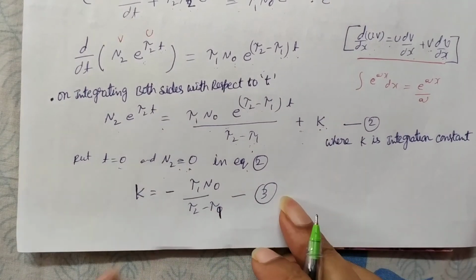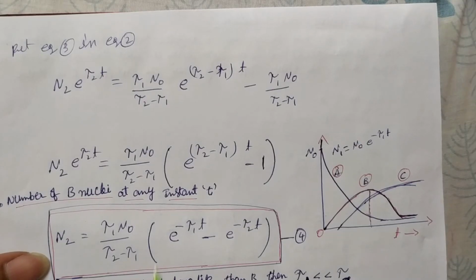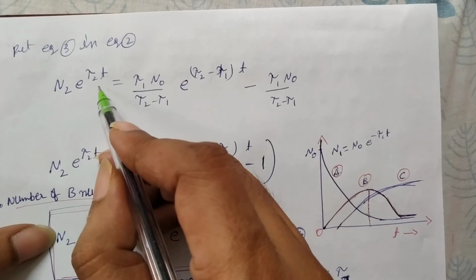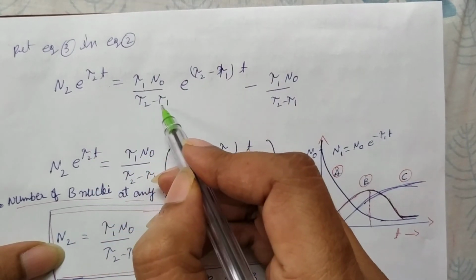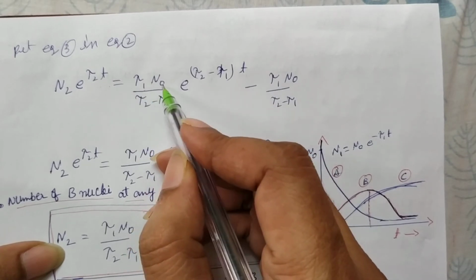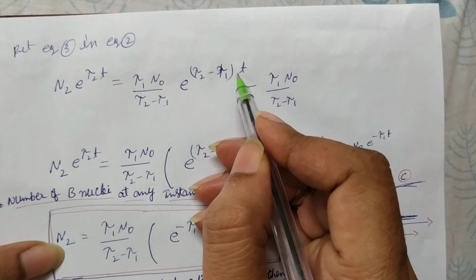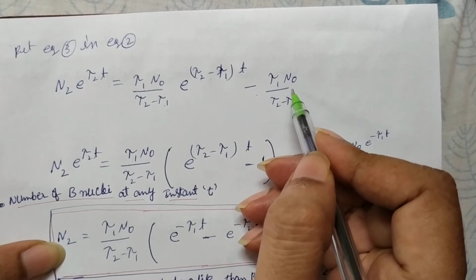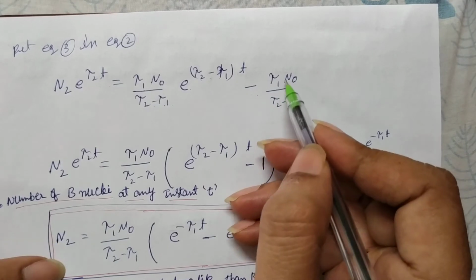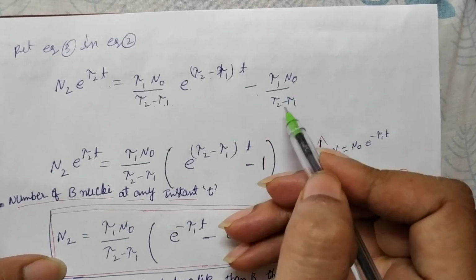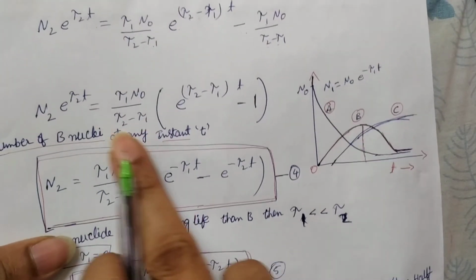We get this equation and substitute it in. So n2 e power lambda 2 t equals lambda 1 n naught by lambda 2 minus lambda 1 into e power lambda 2 minus lambda 1 into t, plus k, but the k value gets the minus of this. Here also lambda 1 n naught by lambda 2 minus lambda 1 is there, take it common, and we get it like this.